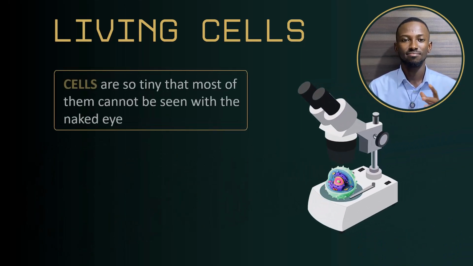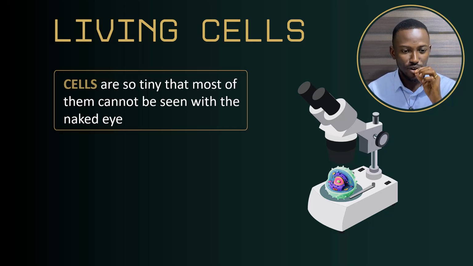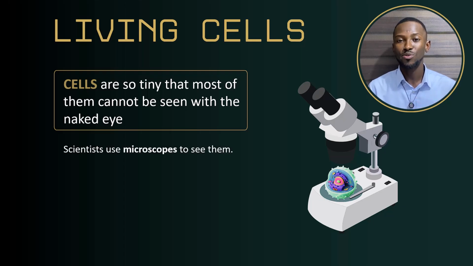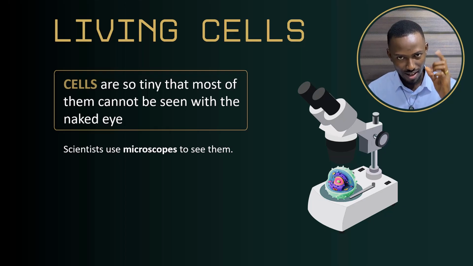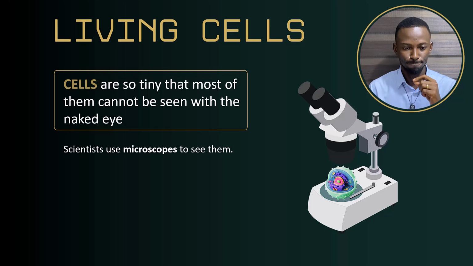But interestingly, the cells that we have in our bodies and in other living things are so tiny, very, very small, that they cannot be seen with the naked eye. So what do scientists use to view these cells? They use microscopes. For example, electron microscopes and light microscopes help scientists to view these tiny little cells that are impossible to be seen with the naked eye.